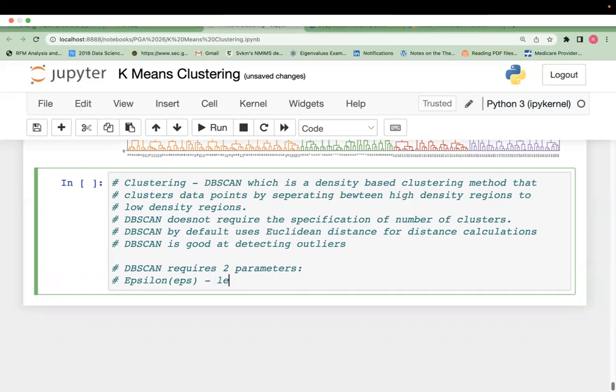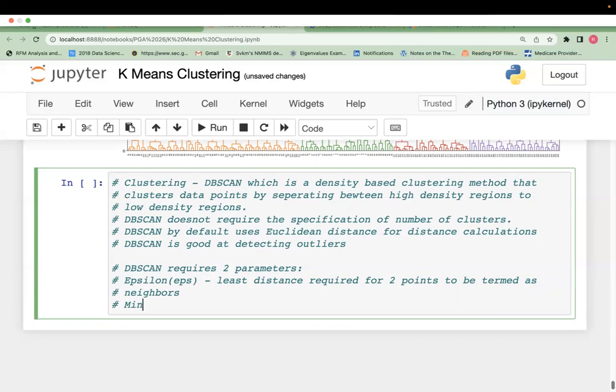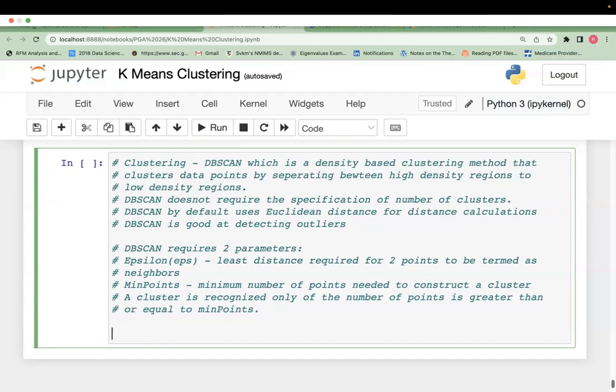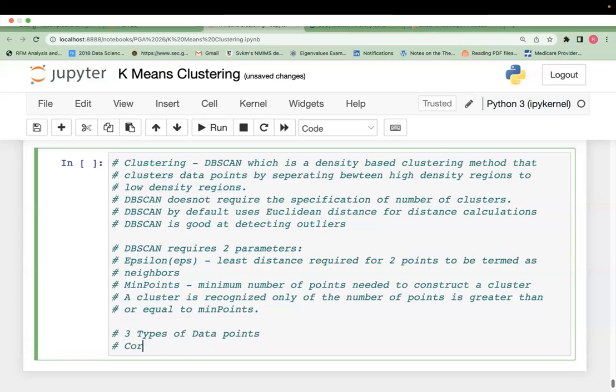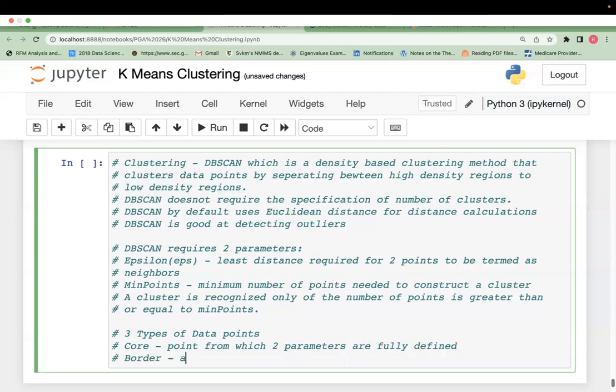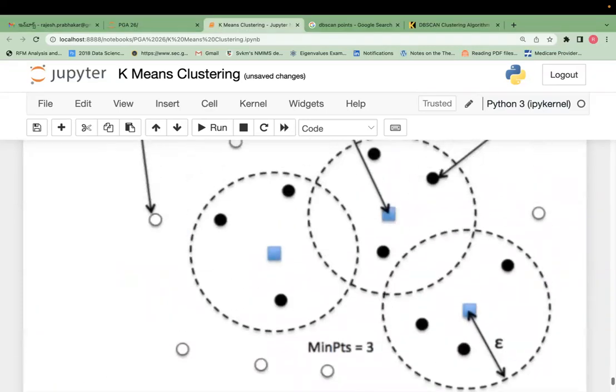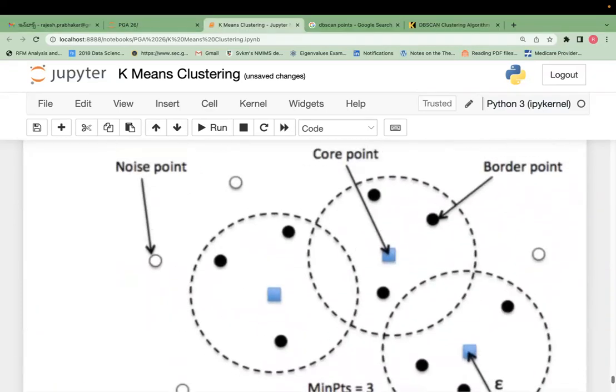The first one is epsilon, which is the least distance for two points to be termed as neighbors. The second is min points, the number of points to construct a cluster. A cluster is recognized only if the number of points is greater than or equal to that. Now, there are three types of data points. The first one is the core point, from which the two parameters are fully defined. Any data point that is not core has fewer than the minimum points. So, min points is 3. So, each cluster should have a minimum of 3 points. And in between, there will be a core point.